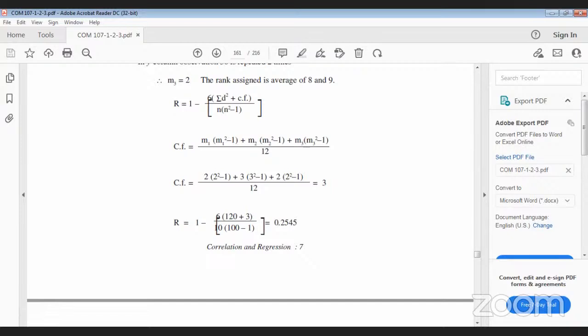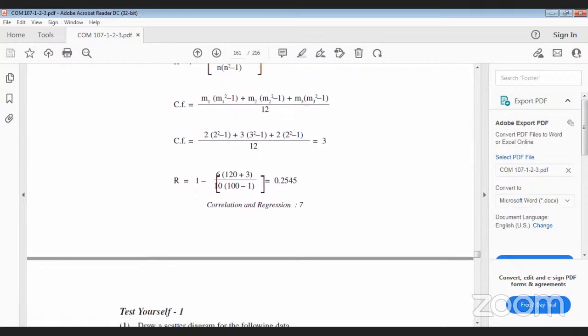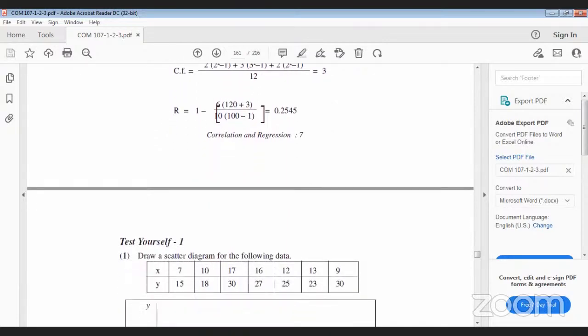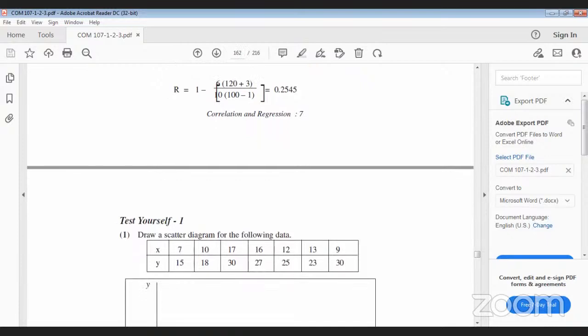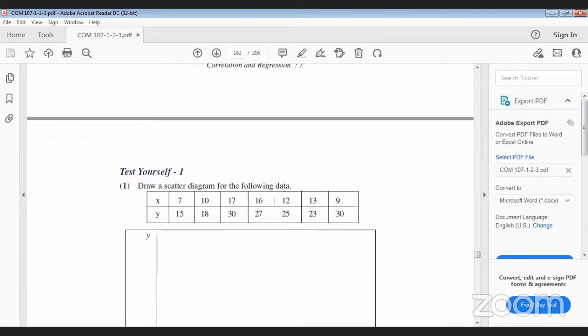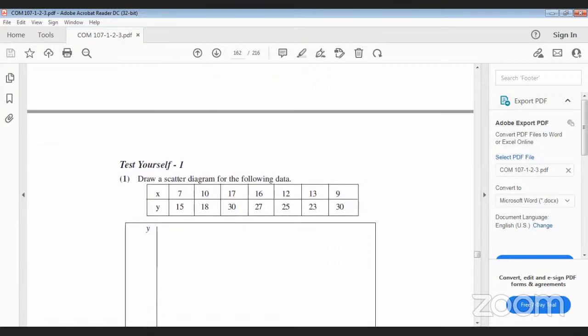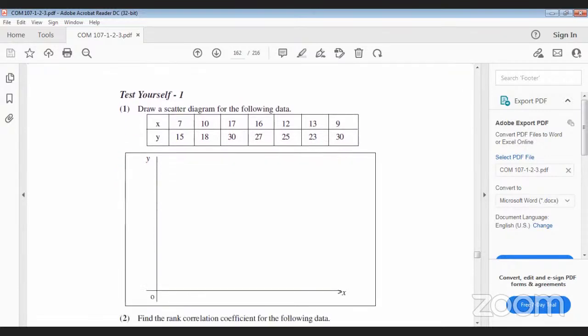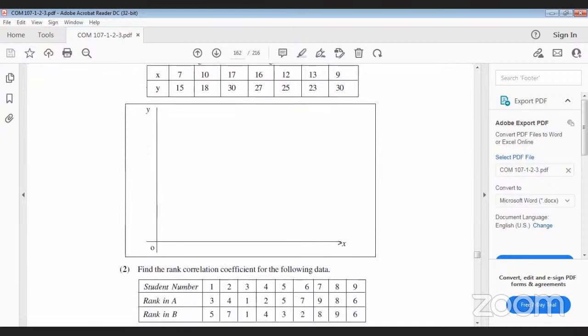Then you will find there are some exercise questions also given. Test yourself problems. First one is: draw a scatter diagram from the following data. Here x is 7, 10, 17, 16, 12, 13, 9, and y is 15, 18, 30, 27, 25, 20 and 30. Then the points must be dotted.